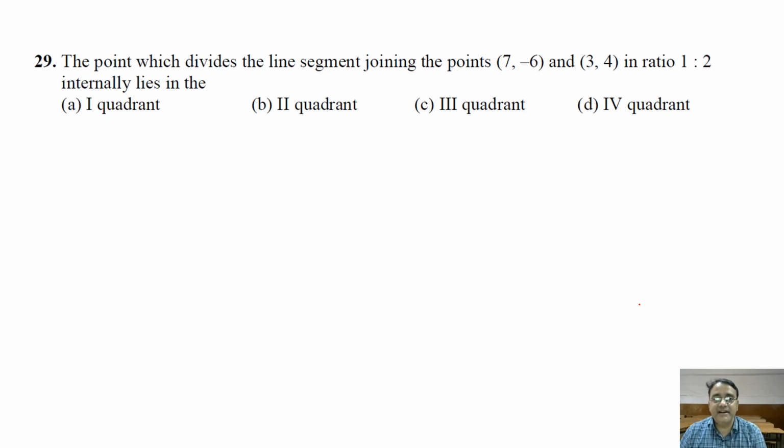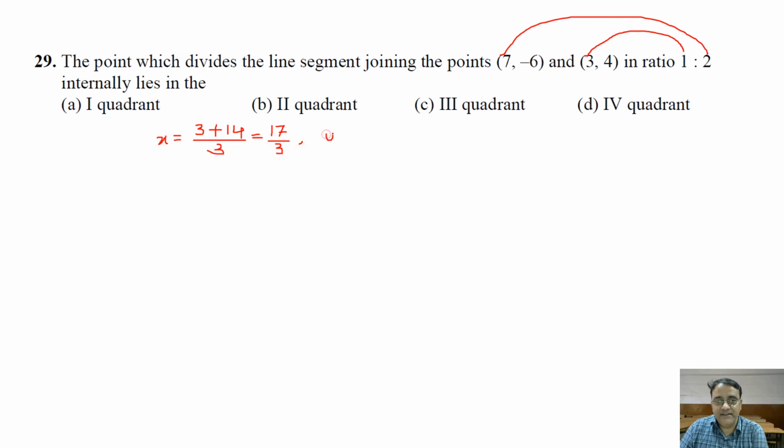The point which divides the line segment joining the points (3, -6) and (3, 4) in the ratio 1:2 internally lies in the dash quadrant. So we have to find the point. Let us start with the x coordinate. M1 x2, that is 3, plus M2 x1, that is +14, upon M1 plus M2, that is 3. So we are getting 17 upon 3, a positive value.